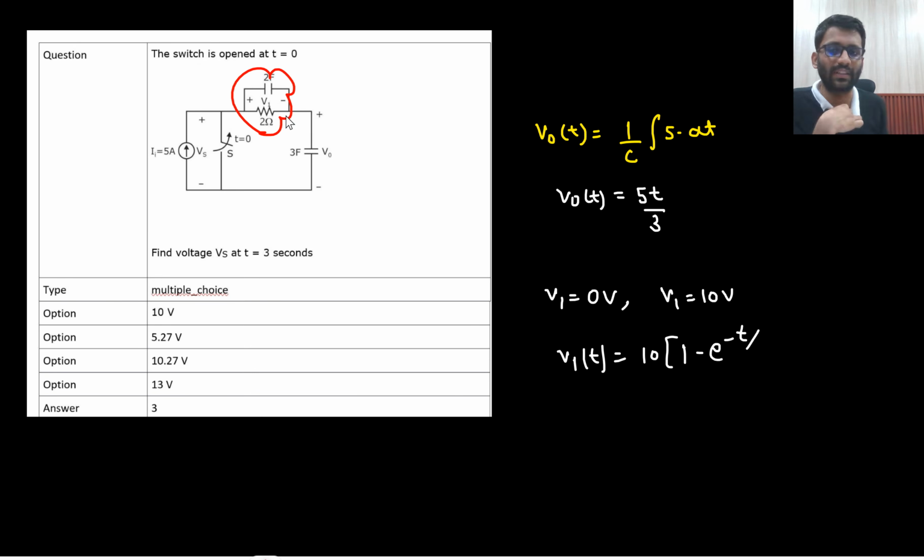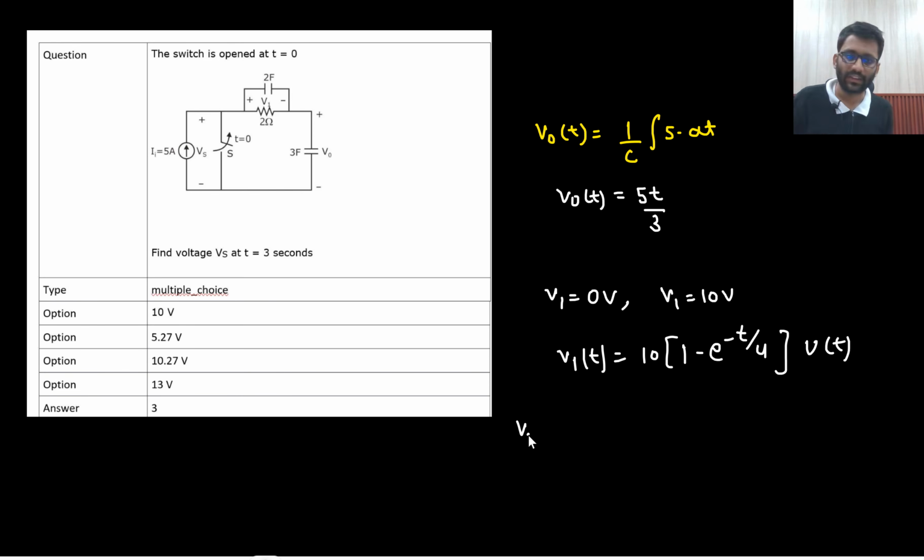Or you can simply see across 2 farad you only see 2 ohm. And current source will be open circuited. So only effective capacitance is 2 farad and you see 2 ohm parallel to that. So only the effect of these two will come in action. Okay. So what will be your tau? Tau will be 4 seconds. So that's the scene.